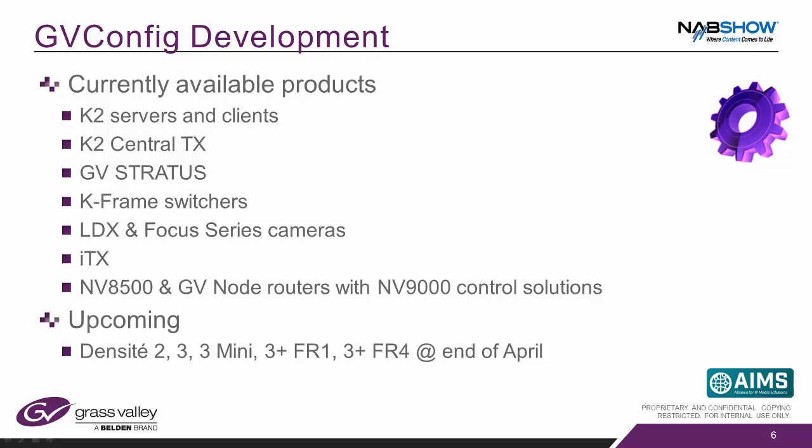GVConfig currently covers K2 servers and clients, K2 Central TX, GV Stratus, K-frame switchers, LDX and Focus series cameras, ITX, NV8500 and GV node routers, and NV9000 control solutions. Development for the Densité product line is currently in process, and this module will be released at the end of April. It is estimated that by the end of 2016, GVConfig will become all-encompassing, and all configurable Grass Valley products will be available in this one easy-to-use tool.